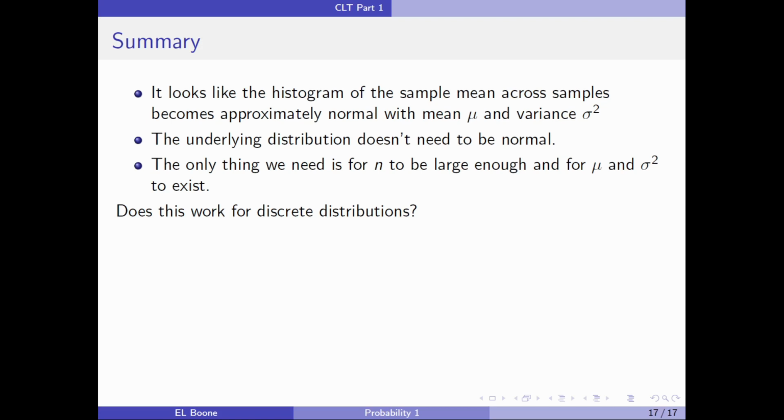Now, the question for part 2 becomes, does this work for discrete distributions? Look, the uniform is continuous, so maybe it should work there. But what about discrete distributions? That's what we'll take up in the next video.